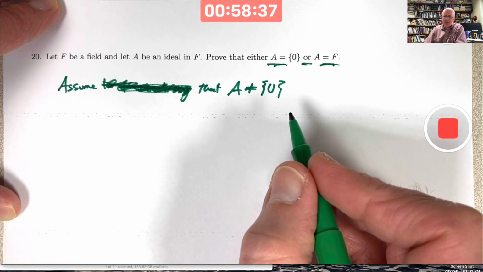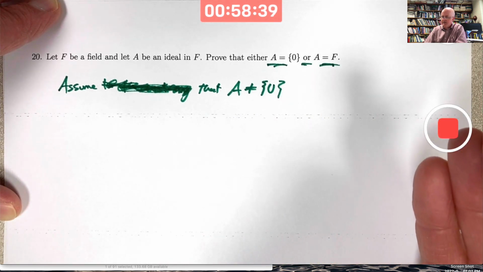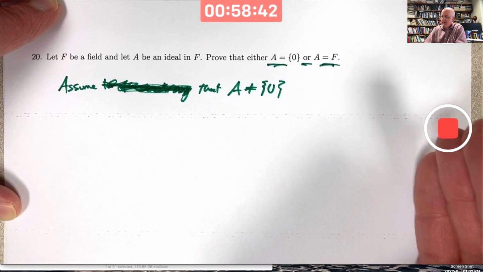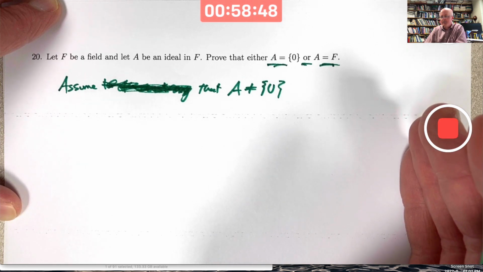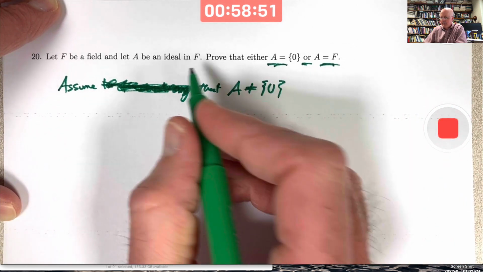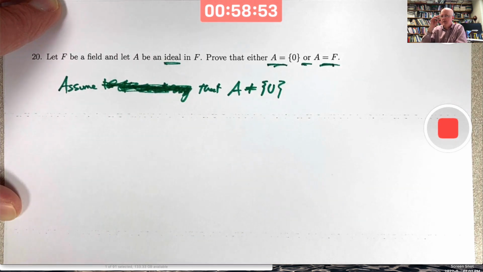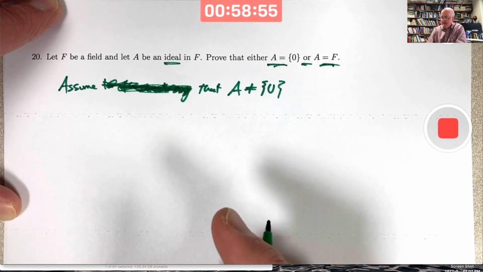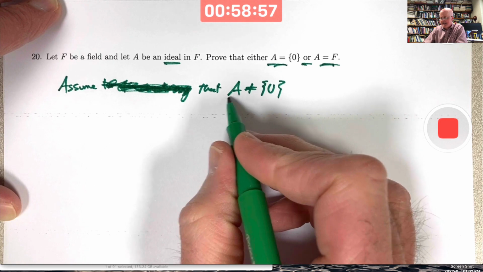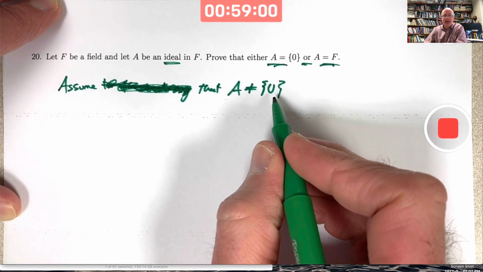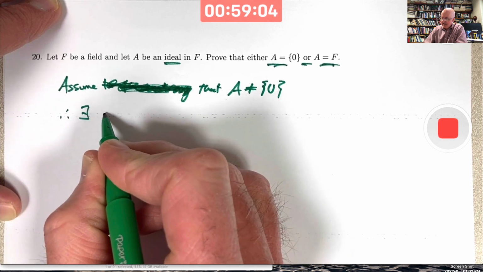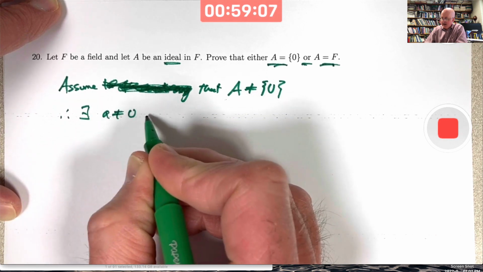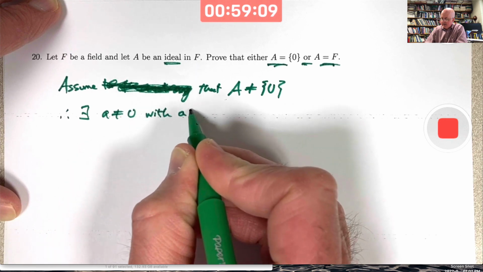So what do you do? It's not clear. Well, you got to go back to the definition of a field. A field is a commutative ring with unity in which every non-zero element is a unit. We've got to use that somehow. We also have to use what it means to be an ideal. It's superclosed. Those are the two key things to think about here. So I guess since A is not just 0, it's got a non-zero element. Therefore there exists a non-zero element little a in capital A.